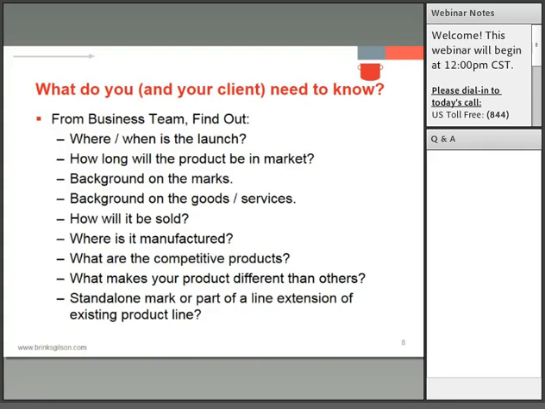What are the competitive products? I think this is really important. It's similar to the background of the mark. There were times in my practice where, without understanding or knowing what the new product was really meant to compete with, I probably would have missed a trade dress problem.